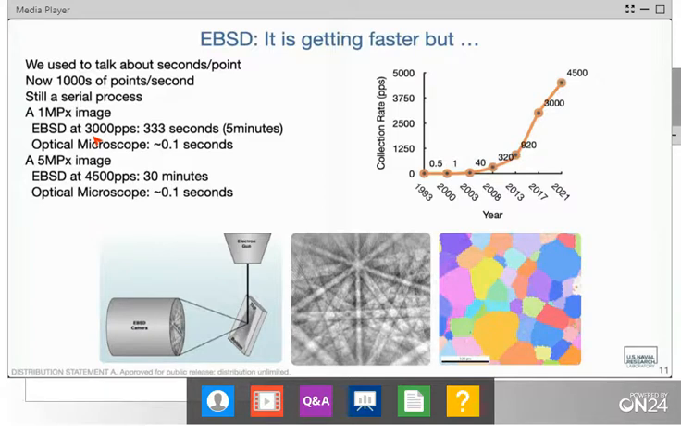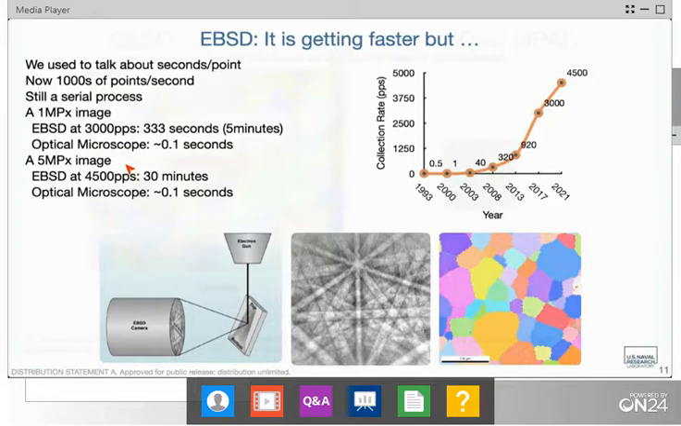If I'm comparing that to the optical microscope, it doesn't really matter. Optical microscopes are a highly parallel data collection method, right? It doesn't really matter if I'm doing 1 megapixel or 5 megapixels. I can generally collect the data in about the same amount of time. But there are things happening in terms of computational methods, and those can really enhance how quickly we can collect this data.